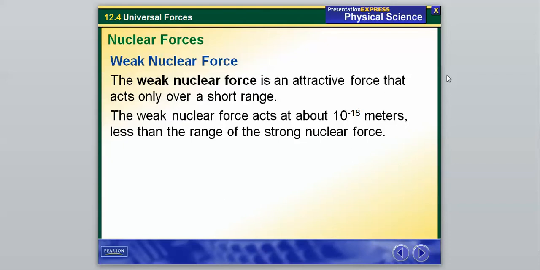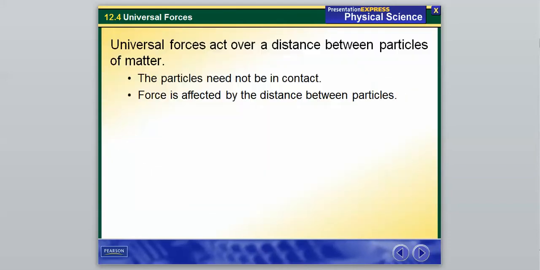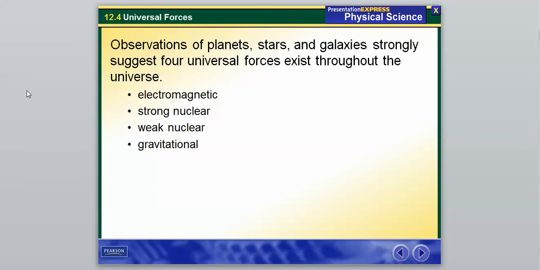So those are the first three. We talked about the electromagnetic force, the strong nuclear force, and the weak nuclear force.